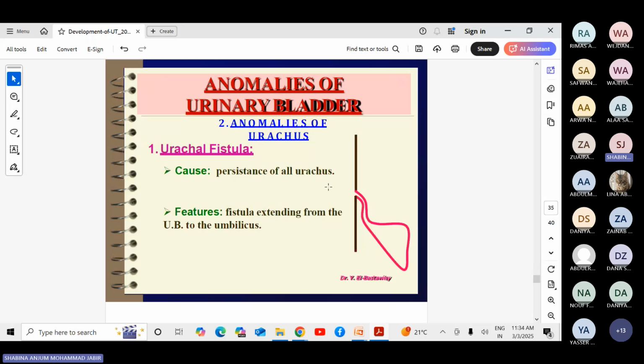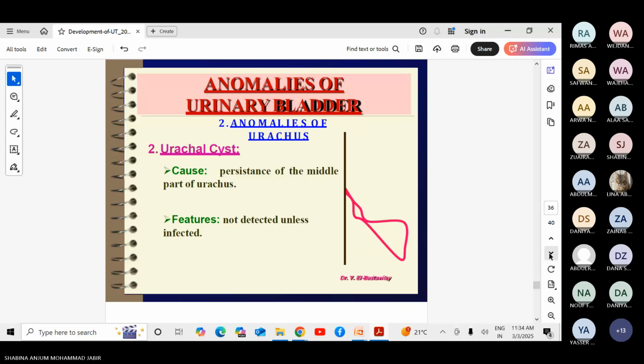So we have some conditions. First I want to tell you about the urachus. As we know, the urinary bladder has the connection, the allantois, which finally becomes the urachus and disappears. Suppose this urachus is persistent like this. Then there will be a fistula from the urinary bladder to the umbilicus.